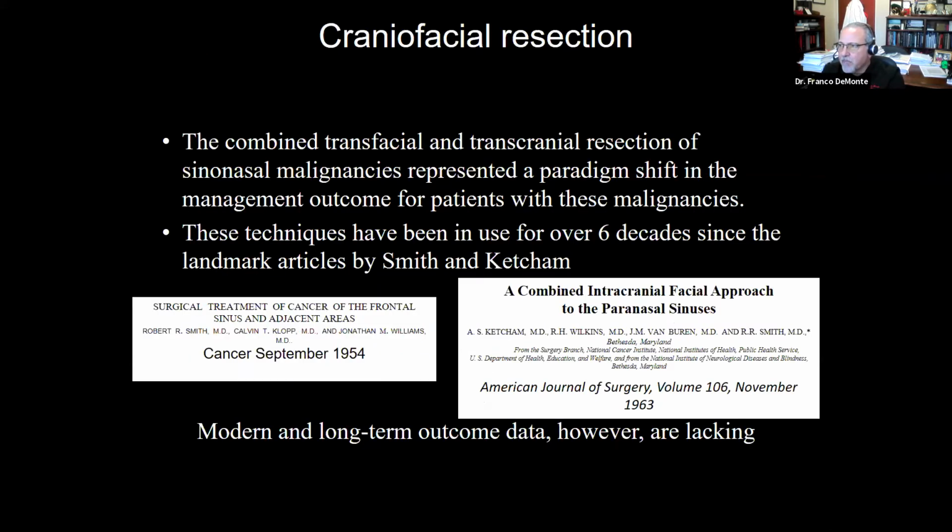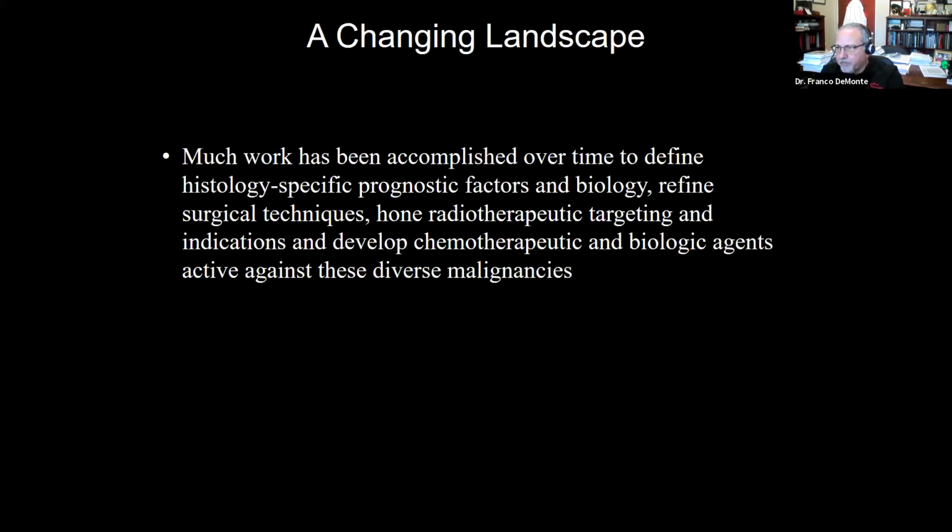I want to just move sideways into the concept of craniofacial resection. It's, as you know, the combined transfacial and transcranial resection of sinonasal malignancies. It represented a true paradigm shift in the management outcome for patients with these malignancies. The technique has been in use for over 6 decades, since the articles in the 50s and 60s by Smith and Ketchum. But modern and long-term outcome data has been lacking for many years now.